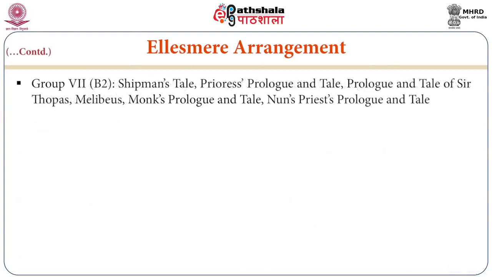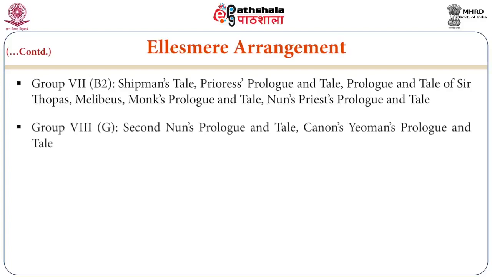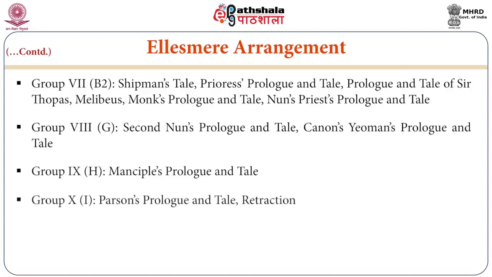Group 7, B2: Shipman's Tale, Prioress's Prologue and Tale, Prologue and Tale of Sir Thopas, Melibee, Monk's Prologue and Tale, Nun's Priest's Prologue and Tale. Then Group 8, G: Second Nun's Prologue and Tale, Canon's Yeoman's Prologue and Tale. Group 9, H: Manciple's Prologue and Tale. Group 10, I: Parson's Prologue and Tale and Retraction.